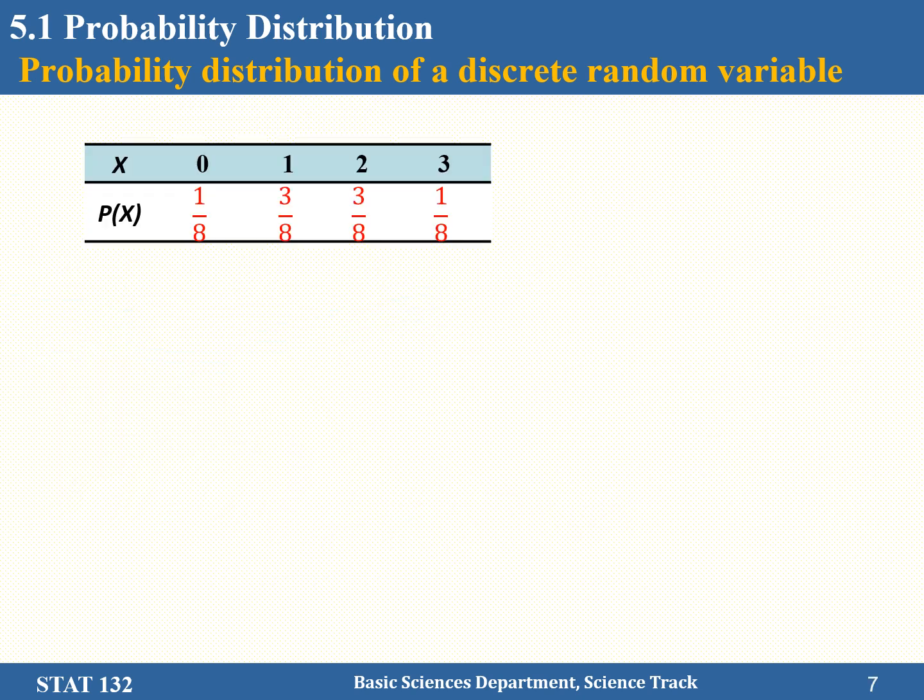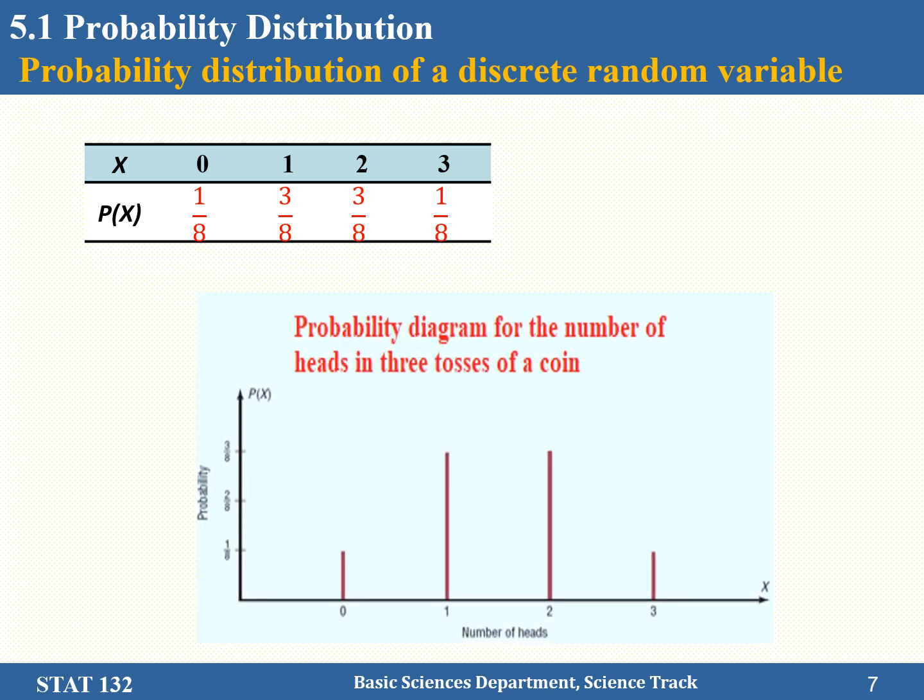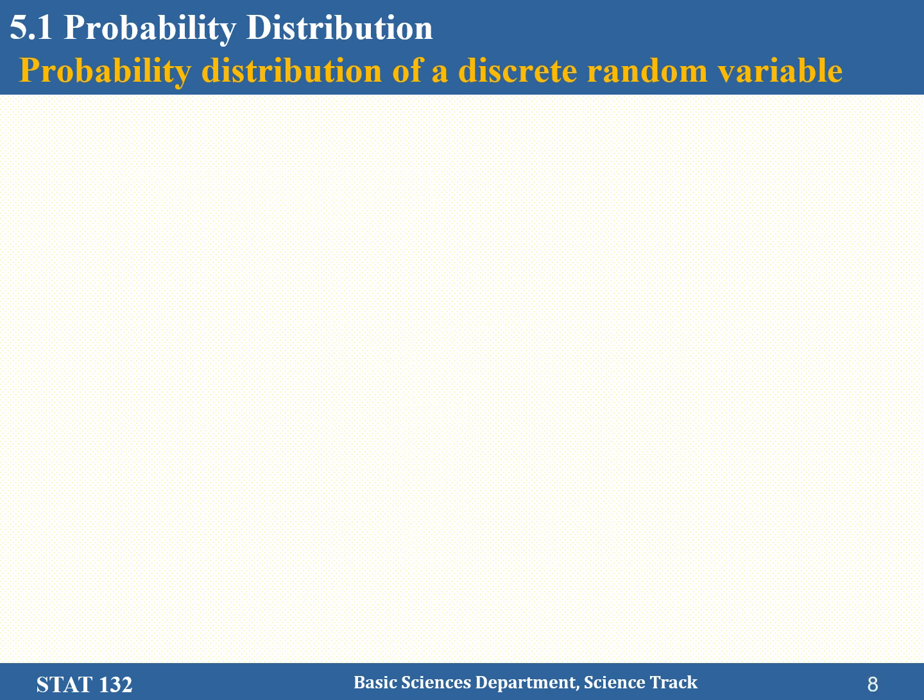By using the same table, we can construct the probability diagram. We list all the values of the random variable X and then the corresponding probabilities. This is 1/8, and as you see here, this is 3/8, and the rest is the same. We have 4 values of the random variable and its probabilities given here.